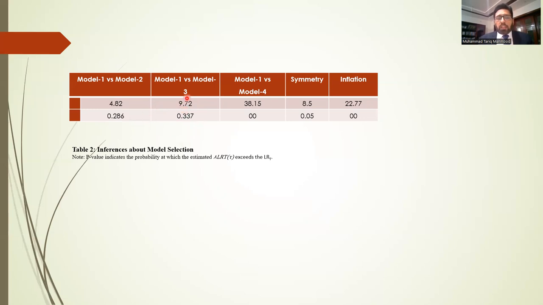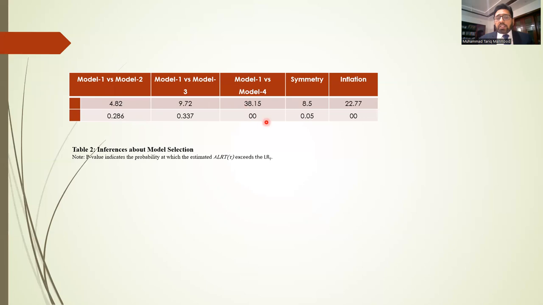So again, this hypothesis holds. Now we fail to reject the null hypothesis in this case as well. While model 4 was the linear model, models 1, 2, and 3 were the nonlinear models, even though models 2 and 3 were the restricted models. We could not reject model 2 and model 3 even in the presence of model 1.